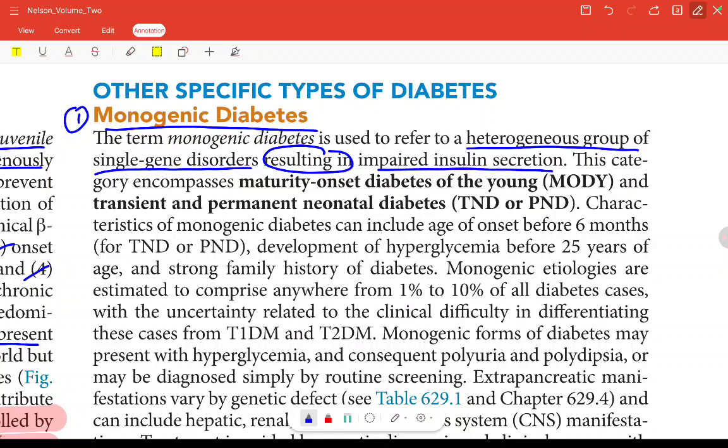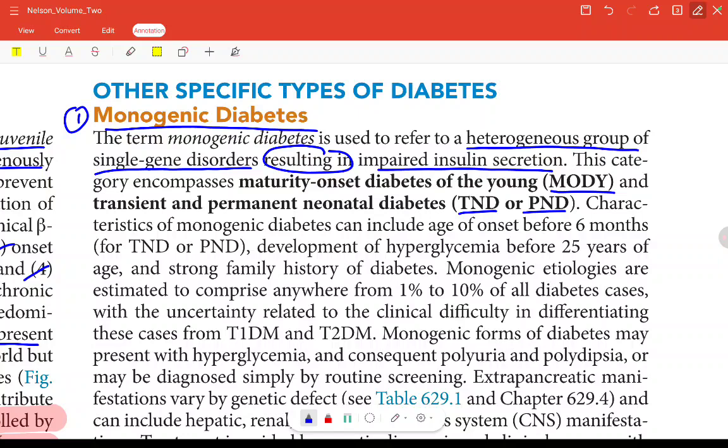This category encompasses what? MODY, that is maturity onset diabetes of the young, and transient and permanent neonatal diabetes. They are the types of monogenic diabetes. Characteristics of monogenic diabetes can include age of onset before 6 months in transient and permanent neonatal diabetes, development of hyperglycemia before 25 years of age, and a strong family history of diabetes. Fine, these are the characteristics of monogenic diabetes.